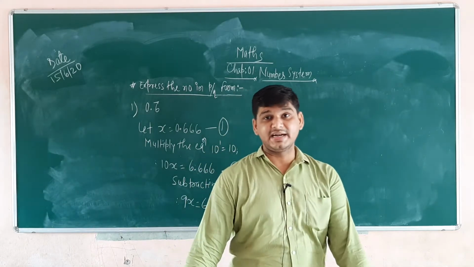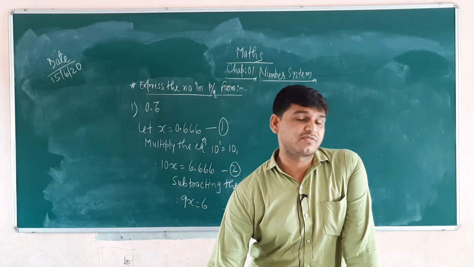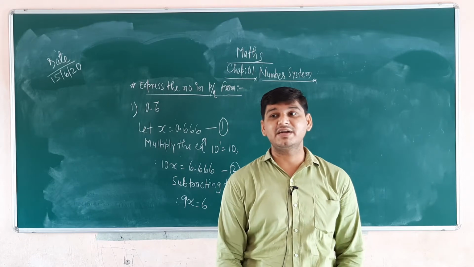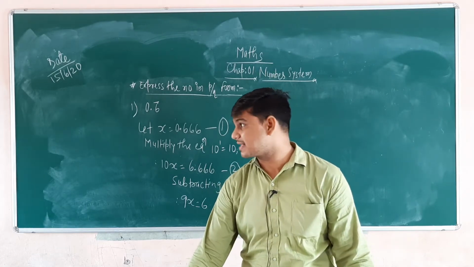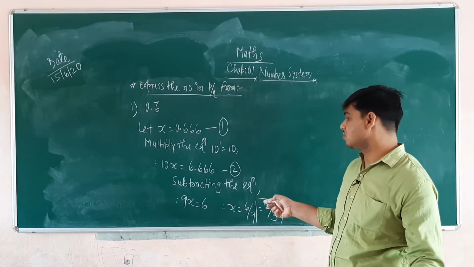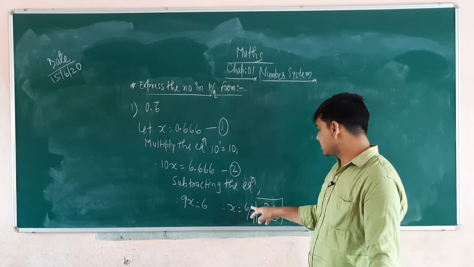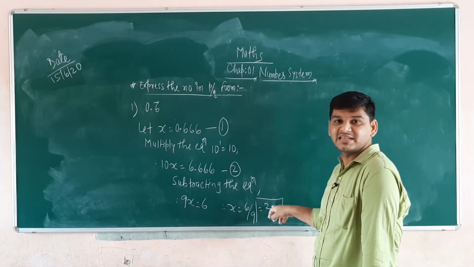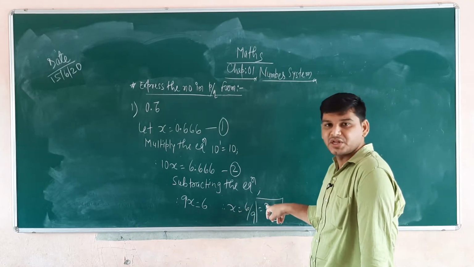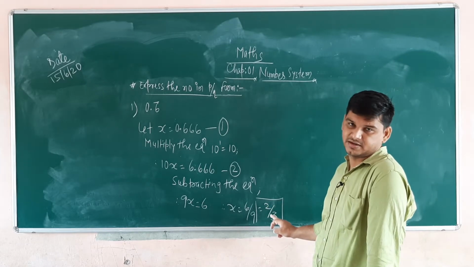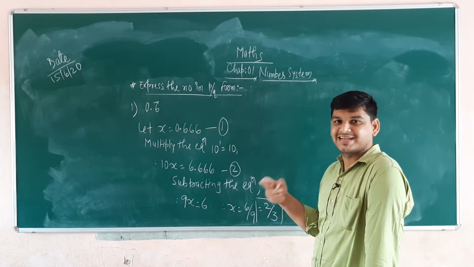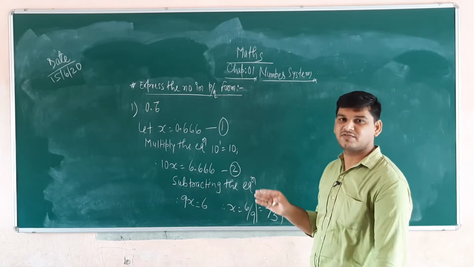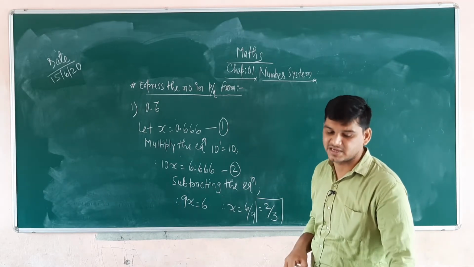The simple method is this: if a decimal value is given and must be converted to p by q form, applying this method we can easily find the value. So 9x equals 6, x equals 6 by 9, x equals 2 by 3, and that is the p by q form, with a numerator and a denominator. This is a very easy 2 marks question; if a decimal value is given, it can be converted to p by q form by this method.